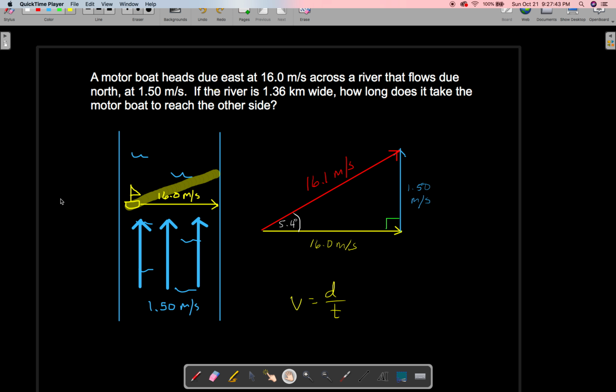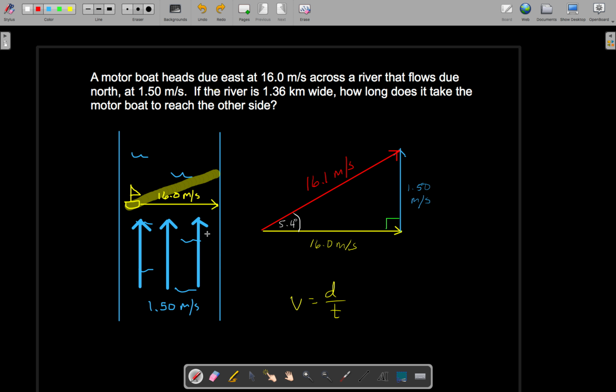Motorboat question. We're given a situation where we have a motorboat that's traveling eastwards at 16.0 meters per second, and we're asked if the river is 1.36 kilometers wide, how long does it take for the motorboat to reach the other side?